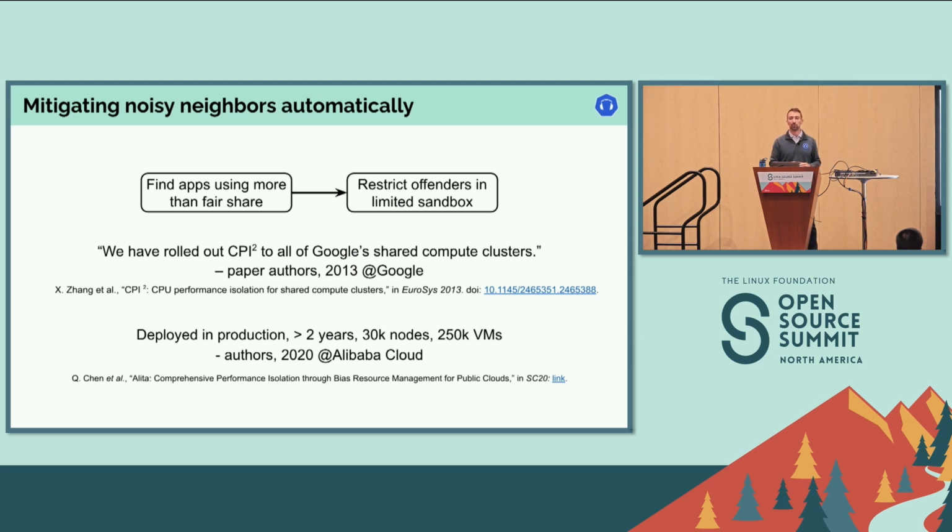For example, Google in 2013 published that they had been running a system like this on all of their shared compute clusters as early as 2013. And Alibaba Cloud in 2020 published that they had been using a system on the order of 1 million cores for over 2 years as of 2020. So this is used in production.